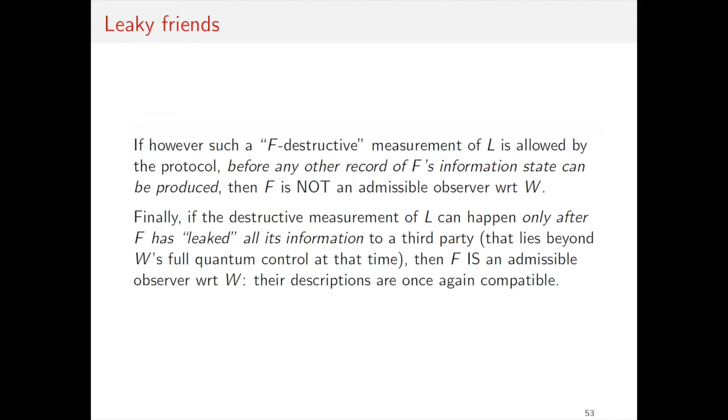You're dead to me. Finally, if the destructive measurement of the lab in this orthogonal basis can happen, but only later, only after an interval of time in which, for all I know, Wigner's friend may have leaked the information, may have made a copy somewhere else, then F is again an admissible observer. So then I can extend my cut and say, welcome to the community of observers, the descriptions are compatible. All right?